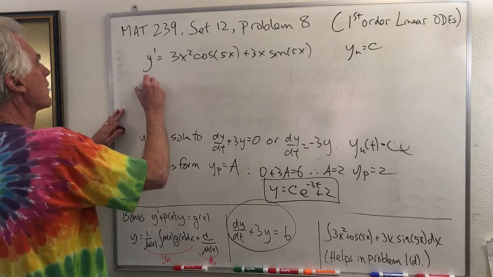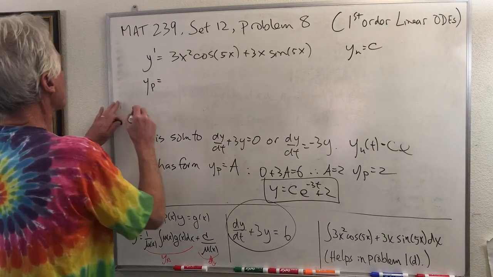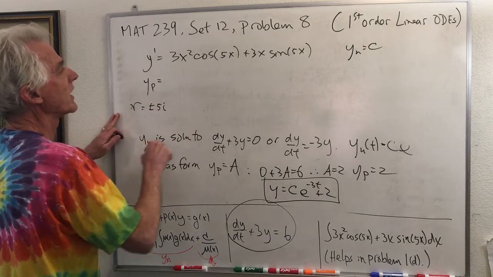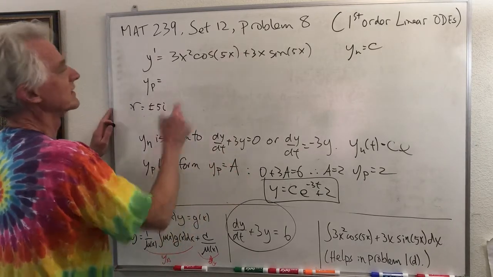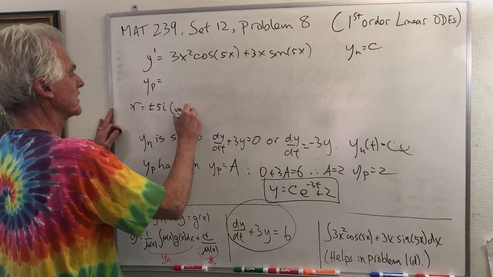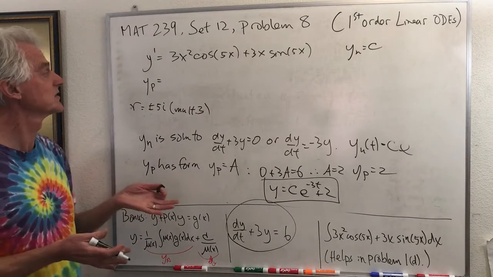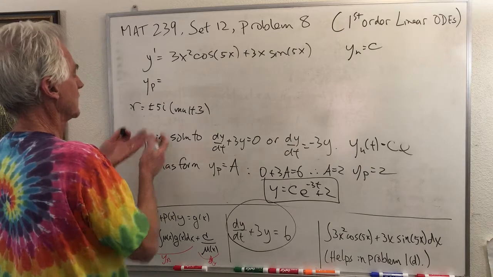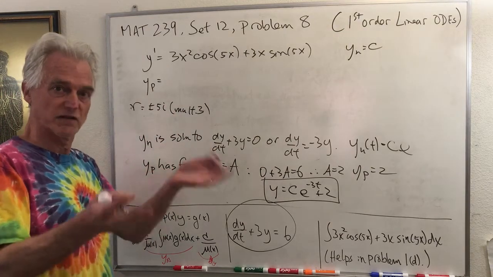So what is the form of yp? Well, what are the roots? The roots are plus or minus 5i to get sine of 5x, but to get x, I need multiplicity 2. To get x squared, I need multiplicity 3. So this has multiplicity 3. There are actually 6 roots of this. In the general solution, if I have plus or minus 5i, plus or minus 5i, plus or minus 5i, we'll have 6 constants.